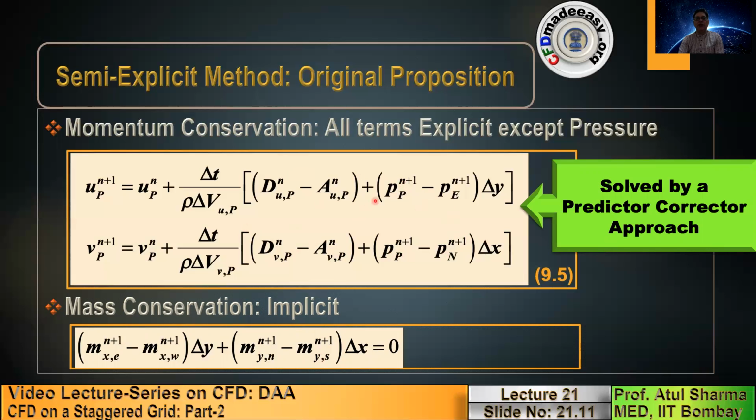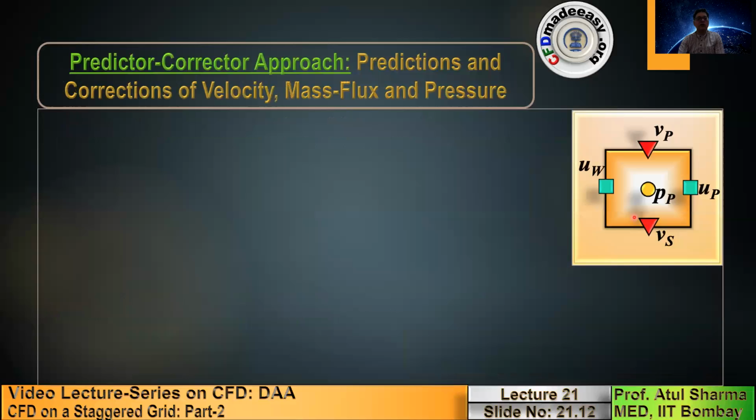And as I mentioned, we solve this using a predictor corrector approach, where we do predictions and corrections of three variables. Velocities, which on a staggered grid are presented at the face center as shown here. So we have predictions u star, v star, and corrections u prime, v prime. Similarly, we will have mass fluxes mx star, my star, mx prime, my prime, and we'll have pressure prediction and correction, p star and p prime. And we'll have expressions like true value, which corresponds to the time level n plus 1, is equal to the star value plus prime value as shown here.